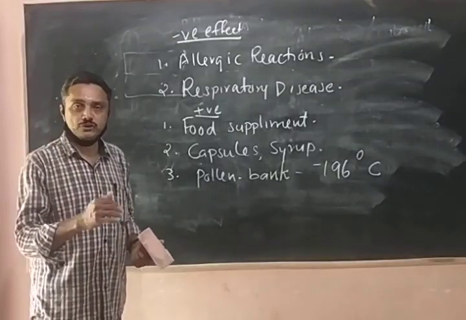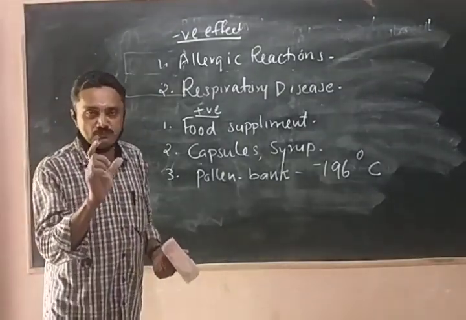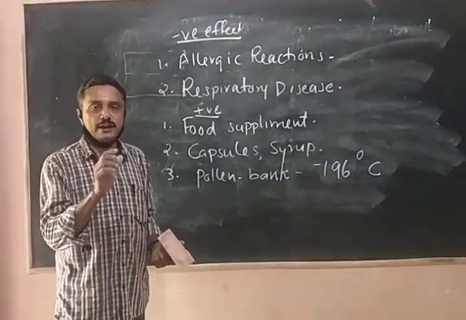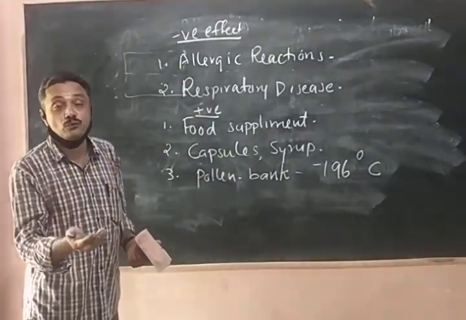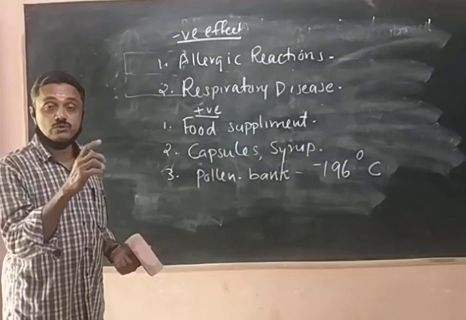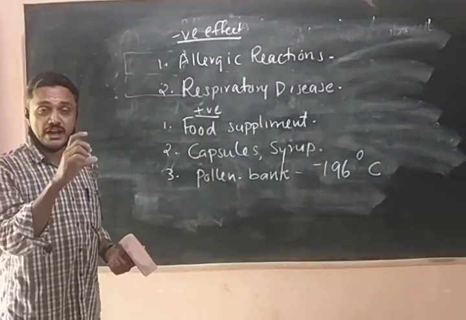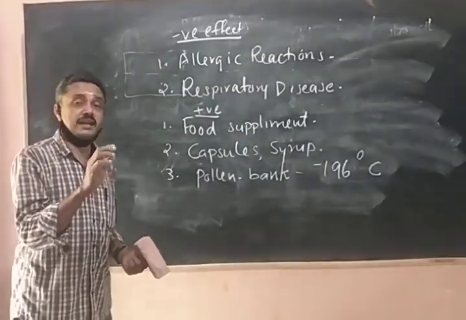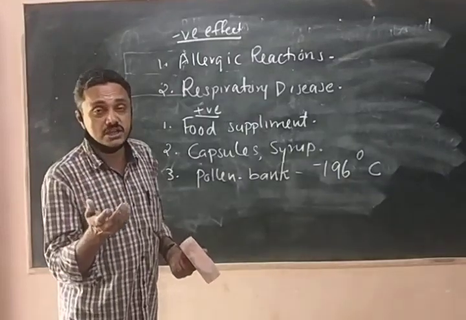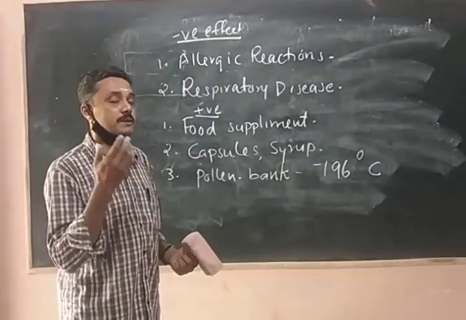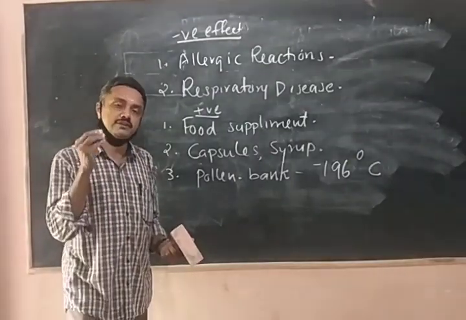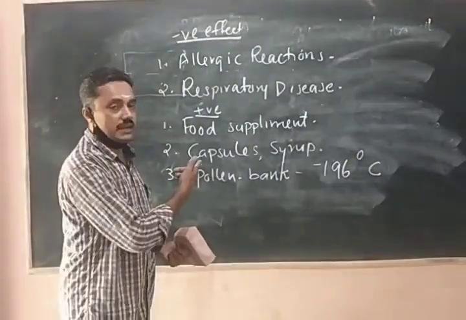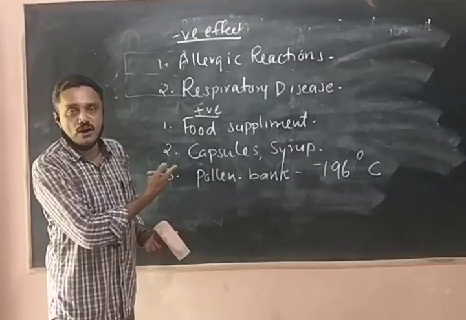Once again, what was taught today? Pollen grain, structure of pollen grain. Then comes the difference between pollen grain and male gametophyte. The difference is there, and that's a question carrying 2 or 2.5 marks. Diagram of male gametophyte. Then comes why pollen grains are well preserved in fossils? Because pollen grains have that exine covering, which is a strong, resistant material. Then comes the positive and negative effects of pollen grains.